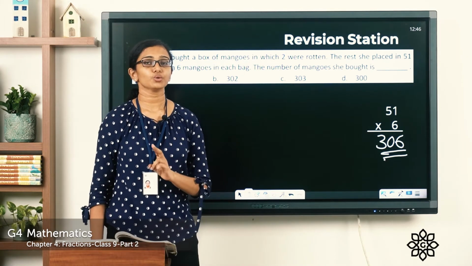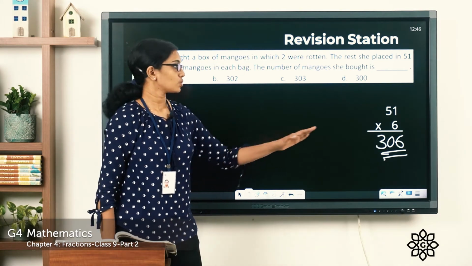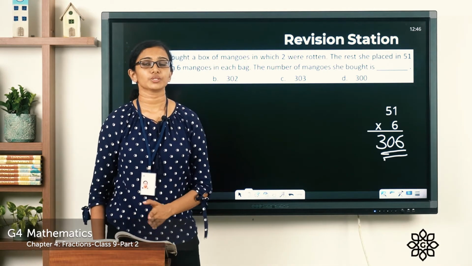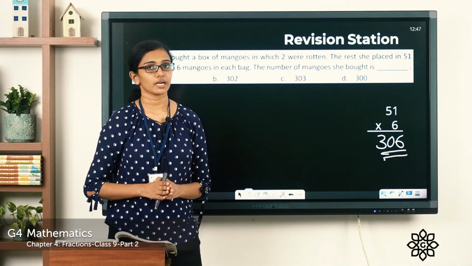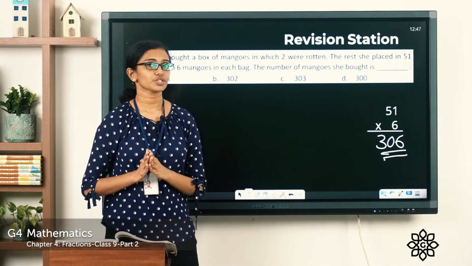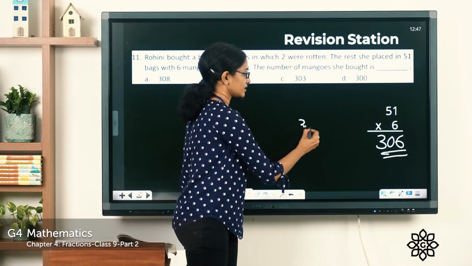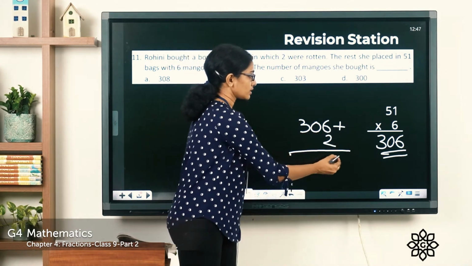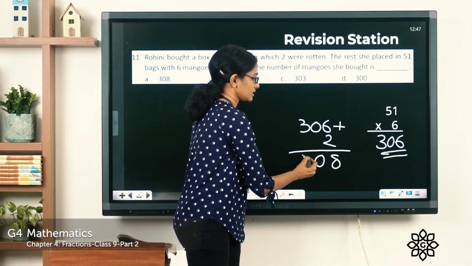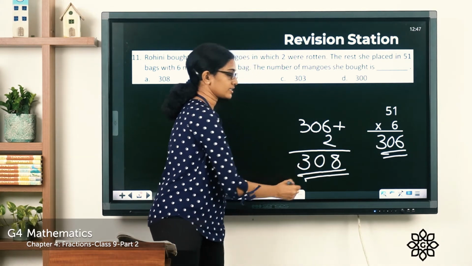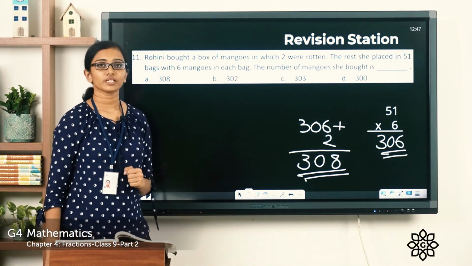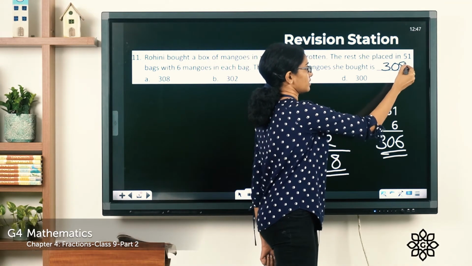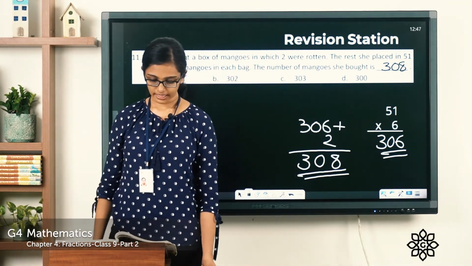She had kept aside 2 rotten mangoes in the beginning. So this number of mangoes plus the 2 rotten ones will be equal to the total number of mangoes that she had bought, right? So what is the number of mangoes she bought? It will be this 306 plus the 2 rotten mangoes. That is equal to 308. So the answer to this question is option A, 308. We may write that answer here, 308. So I hope this is clear to you.